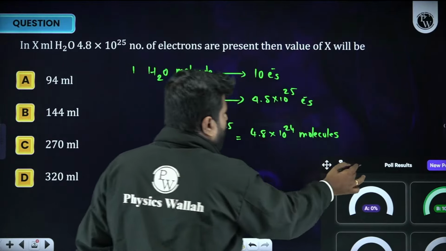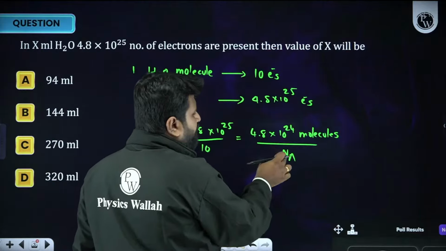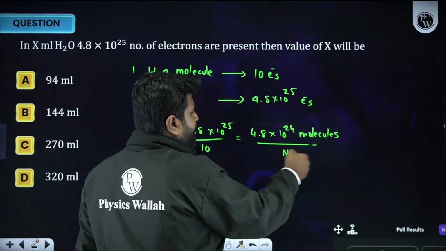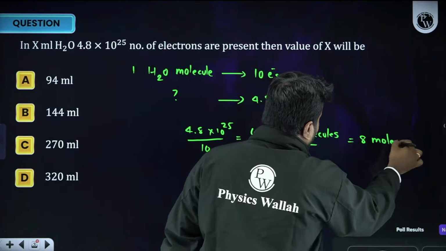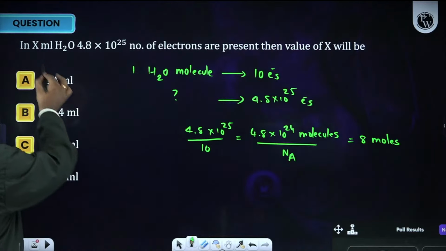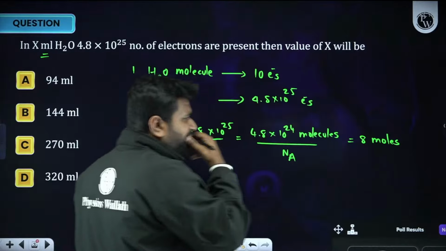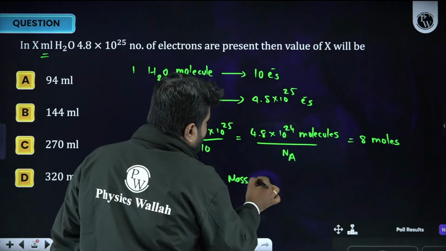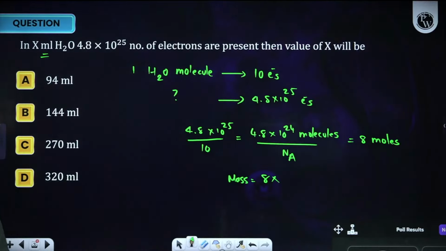Now for molecules, we know how to calculate the number of moles: divided by Avogadro number. Approximately, Avogadro number is 6.023 into 10 to the power 23. That gives 0.8, so 8 moles. But they are asking ml. First we can find the mass. The mass of H2O is nothing but number of moles into molar mass, am I right?